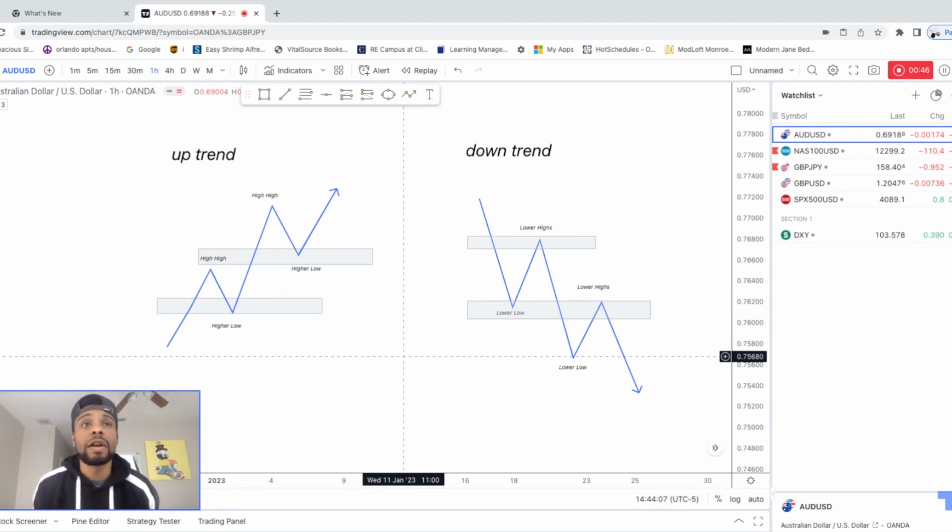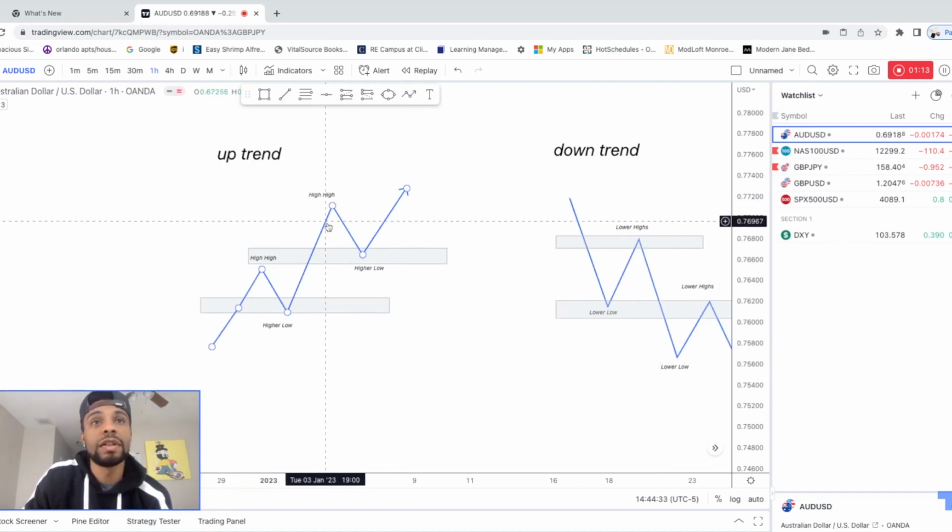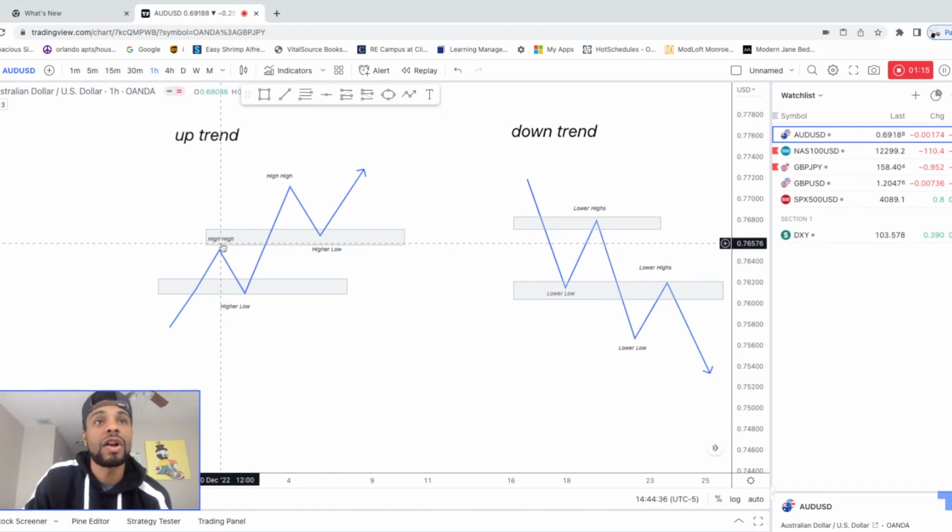We do have pictures of an uptrend and a downtrend. One of the main things to remember in terms of what makes a trend and what makes market structure is that we have a series of higher highs and higher lows in an uptrend, and lower highs and lower lows in a downtrend. I do have them marked up here. If you look at this, we have a higher high, and then a higher low. Then we also have a higher high here, and a higher low here.